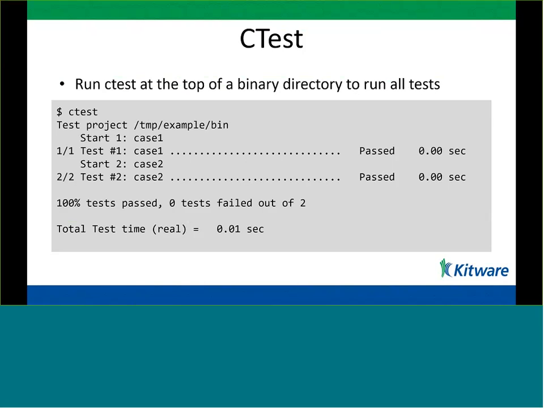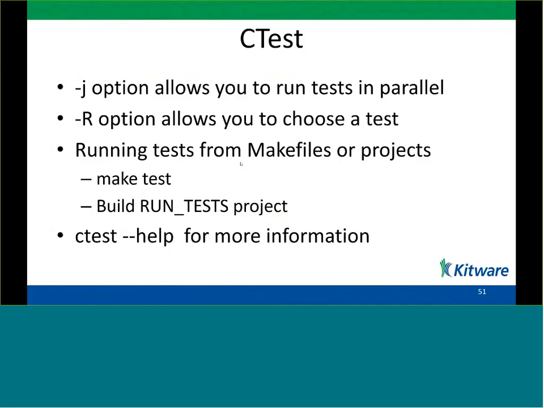So if I just run CTest at the top of a binary directory, it will run all the tests in that project and give you a little report and show you how each one was run. The -j option allows you to run tests in parallel. And you can give it -jN to specify how many, like that example I showed of the multiple ParaViews running. The -R option is a regular expression that allows you to choose a test, so it's best to name your tests appropriately so that you can group them. You can also apply labels to them, and there's a -L label option.